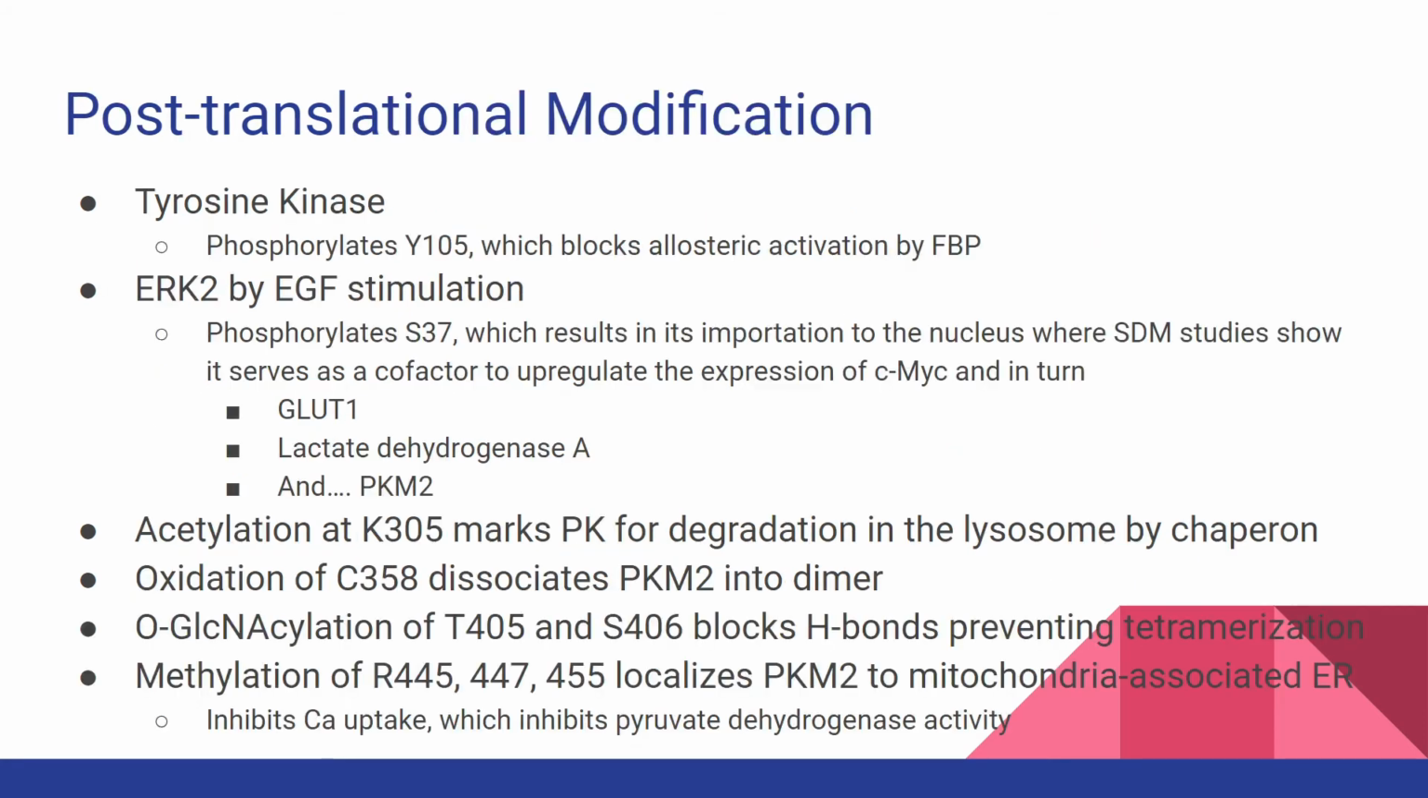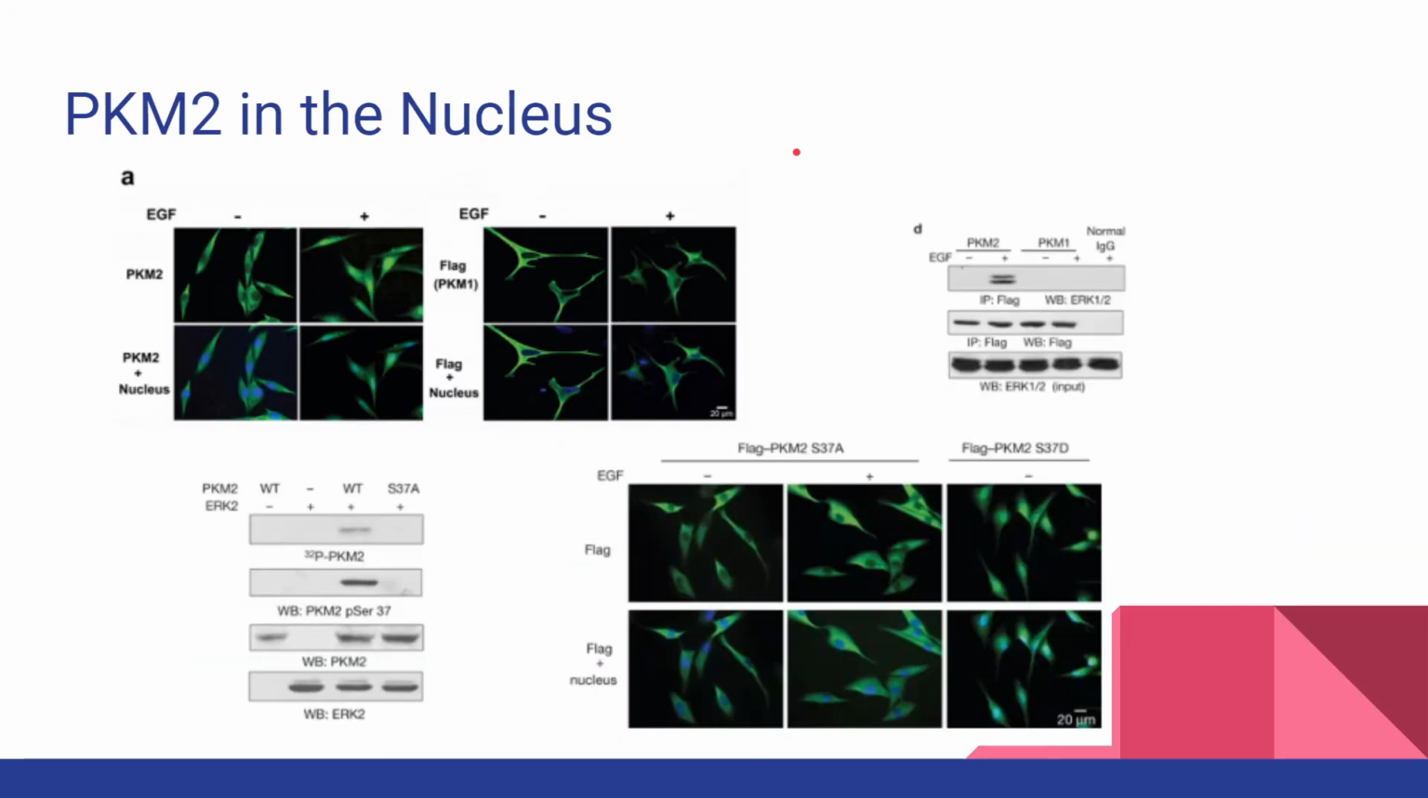Post-translational modification of pyruvate kinase M2 can block tetramerization, and ERK2 can phosphorylate PKM2 in such a way that it can be imported into the nucleus, where it then serves to upregulate the expression of c-Myc, which, if you see it coming, upregulates the expression of GLUT1, which allows more glucose to be taken in by the cell, lactate dehydrogenase A, allowing more replenishment of NAD+ and producing more lactate, and the splicing suppressors that promote PKM2, creating a positive feedback loop. So how does the PKM2 get into the nucleus?